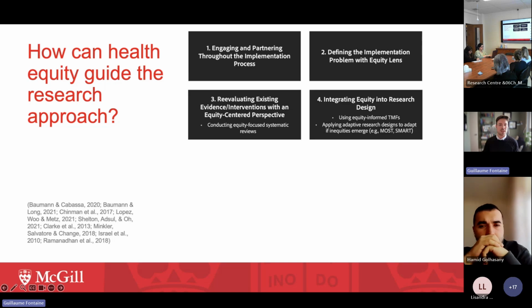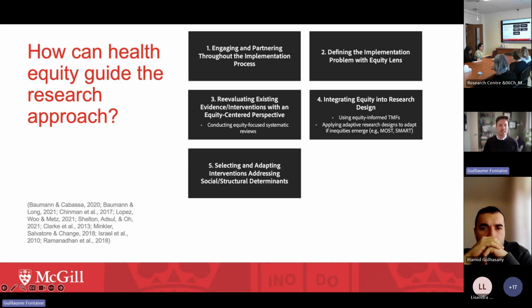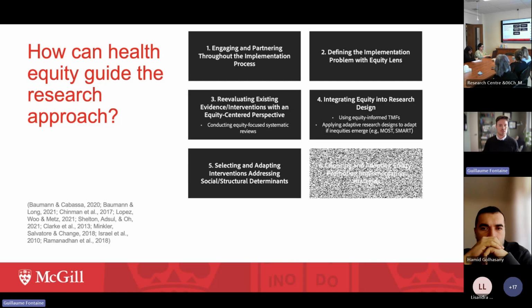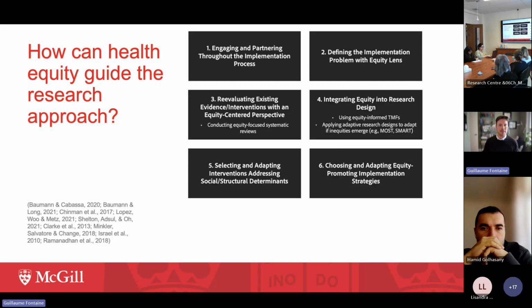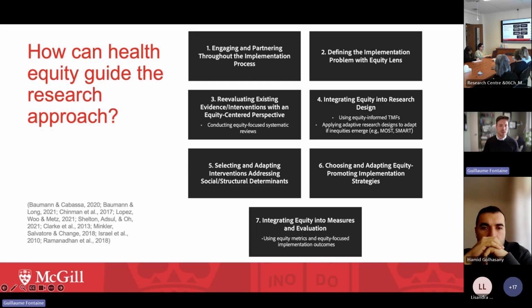We can also integrate equity into research design. We can select and adapt strategies and interventions that specifically promote health equity or address social and structural determinants of health. And the same for implementation strategies. And we can also integrate equity into the measures and evaluations that we use.